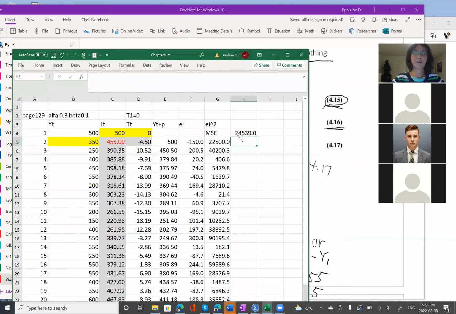So you got this MSE. Just do the average of this. Professor, can you show the formula for EI again? Thank you. The formula for EI is just EI squared. See, EI squared. So negative 150 times negative 150, you get EI squared.